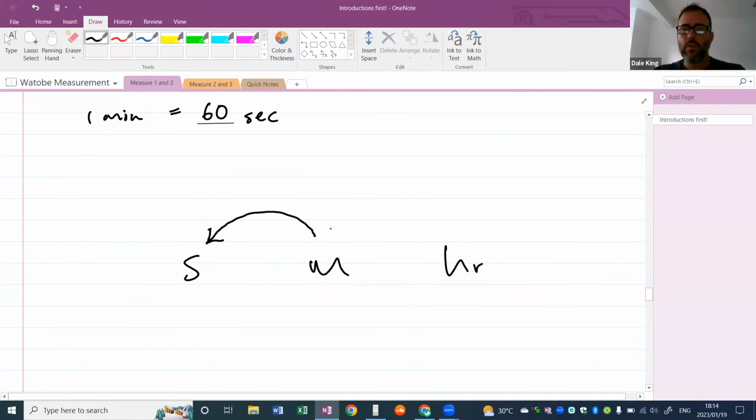If I have, for example, 1 minute and I need to go to seconds, what calculation do I need to do? Anybody? What buttons must I press on the calculator? If I go from 1 minute and I want to go to seconds, what will I do on my calculator? Anyone in chat? What buttons do you press to go from 1 minute into seconds?